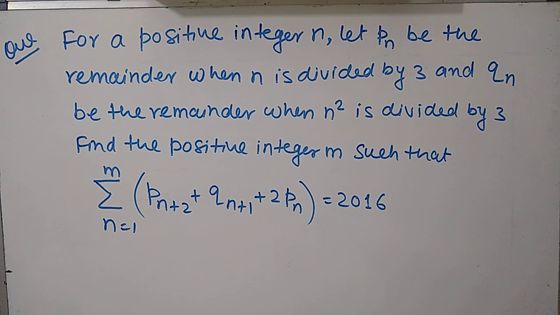Question is, for a positive integer n, let Pn be the remainder when n is divided by 3 and Qn be the remainder when n square is divided by 3. Find the positive integer m such that the sum from n equal to 1 to m of Pn plus 2 plus Qn plus 1 plus 2 times Pn equals 2016. Pause this video and try this question. Let's begin.